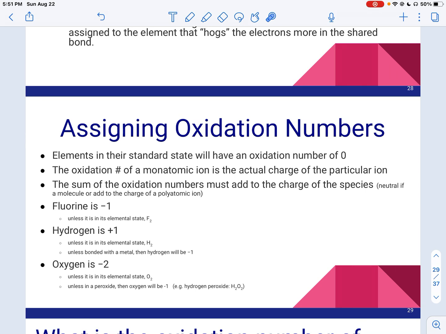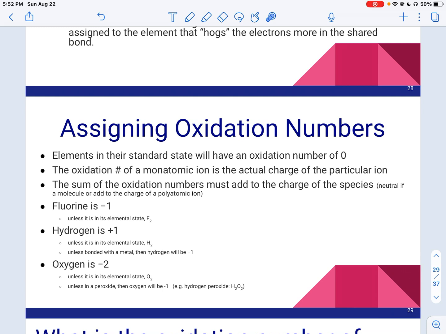We just said the oxidation number of a monoatomic ion is the charge of that ion. The sum of the oxidation numbers must add up to the charge of whatever you're looking at, or if it's a molecule with no charge, then the charge is 0. Okay, so you would add up everything to make sure it has the right charge.